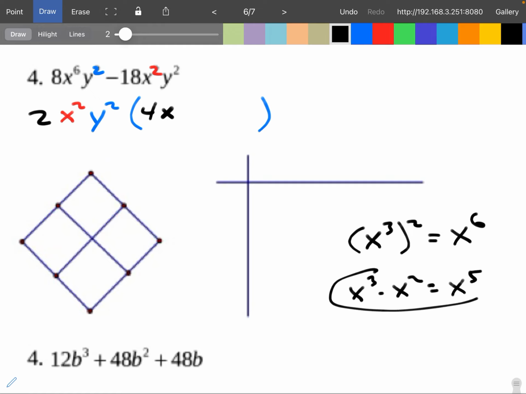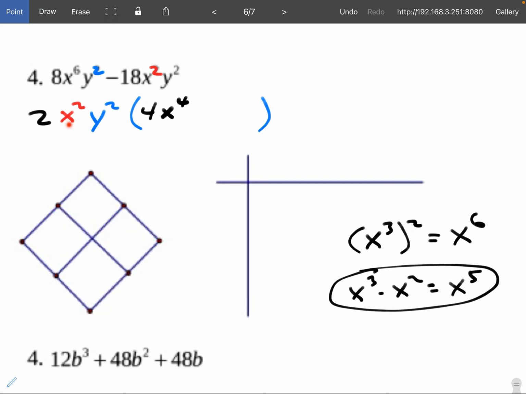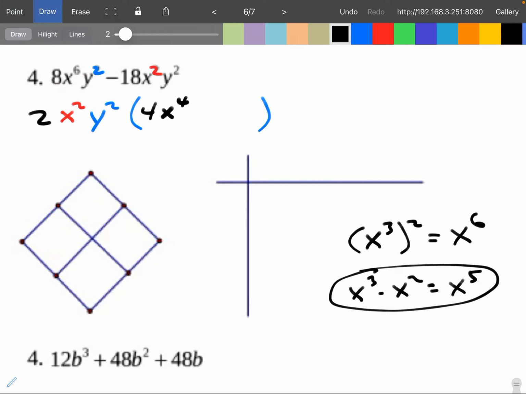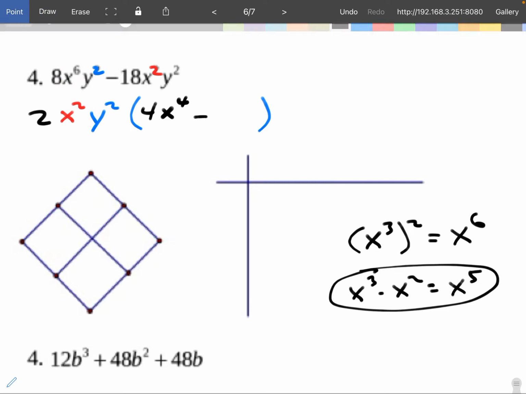So we need x to the what? We're using this rule right here. Yeah, 4th. It'd be the 4th power, because you're doing x squared times x to the 4th. Well, you have to add the powers. That would give you x to the 6th right here. All right, and then you already have the y squared, so you're okay there.